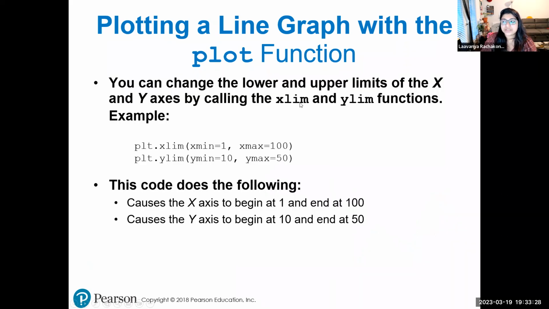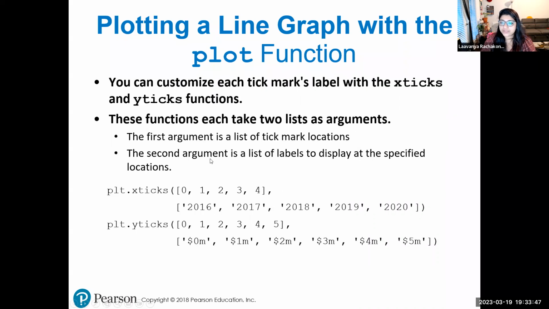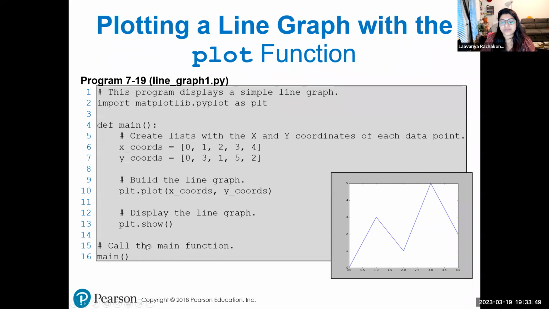You can change the lower and upper limits of the x and y axes by calling the xlim and ylim functions. That is plt.xlim, where your x minimum is 1 and your x maximum is 100, and plt.ylim, where your y starting limit is 10 and your maximum value is 50. This one has no modifications; this is just the raw one. We'll see all the modifications that we can do to make this graph look much better.